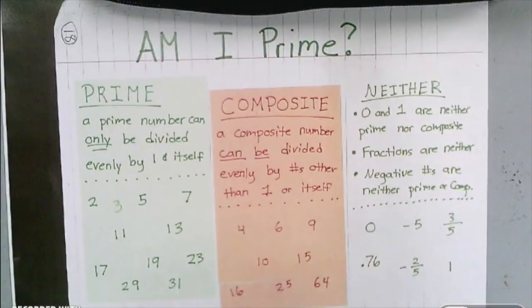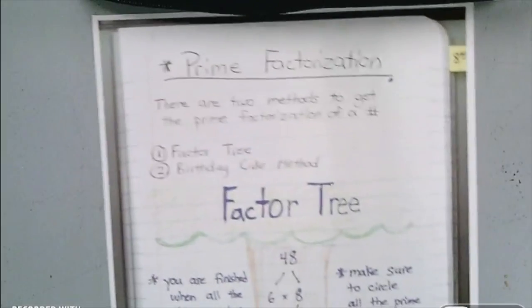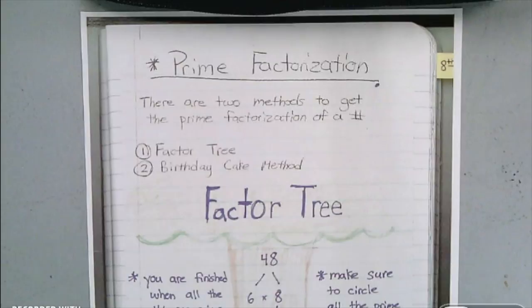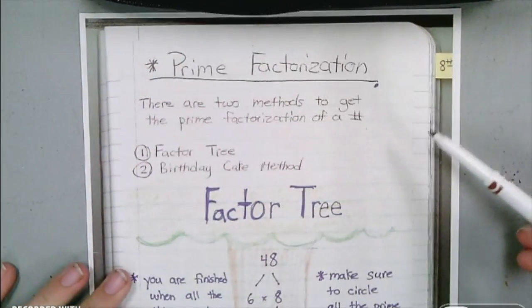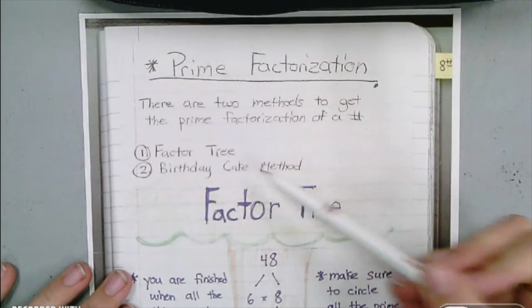Okay? So now that we know our prime and composite numbers, we can find our prime factorization. We have two methods for finding prime factorization. There are two methods to get the prime factorization of a number. The first one is using a factor tree, and the second one is the birthday cake method.